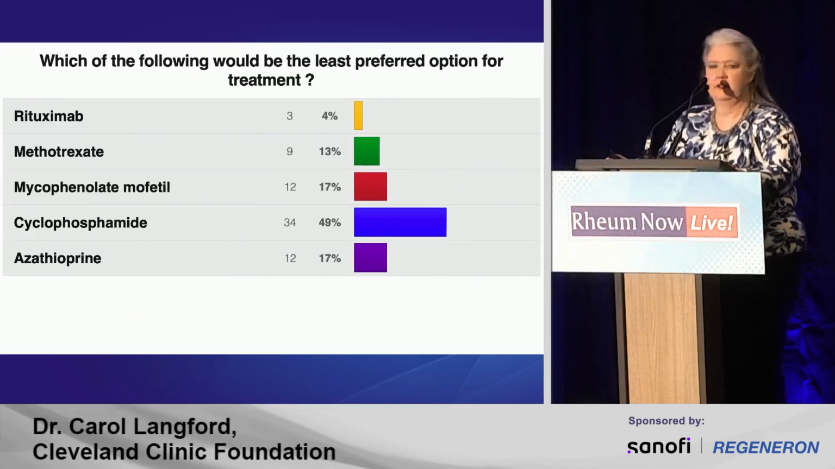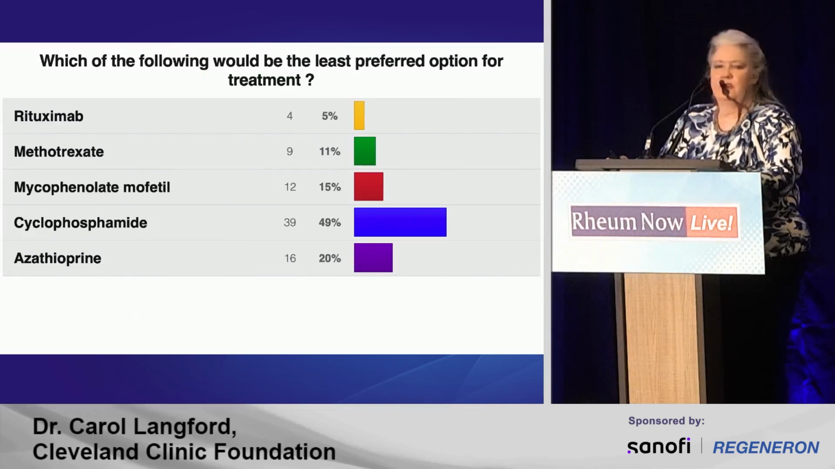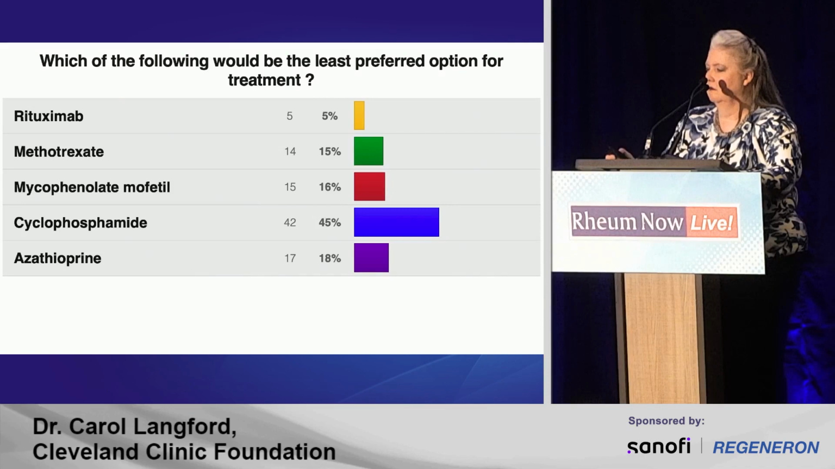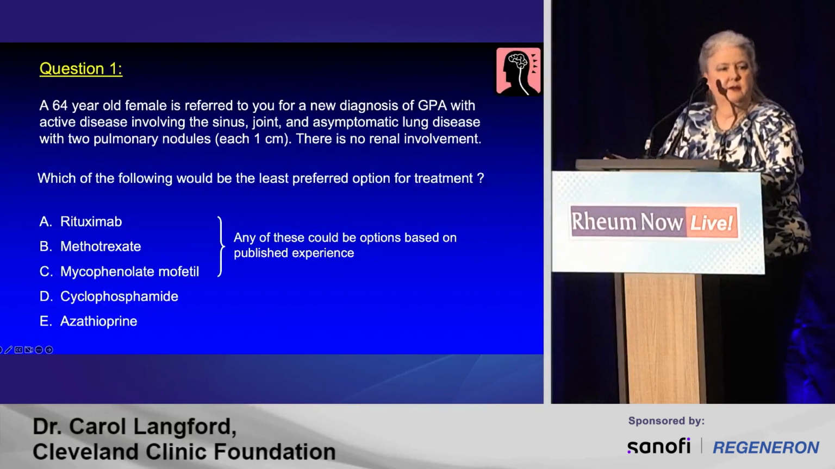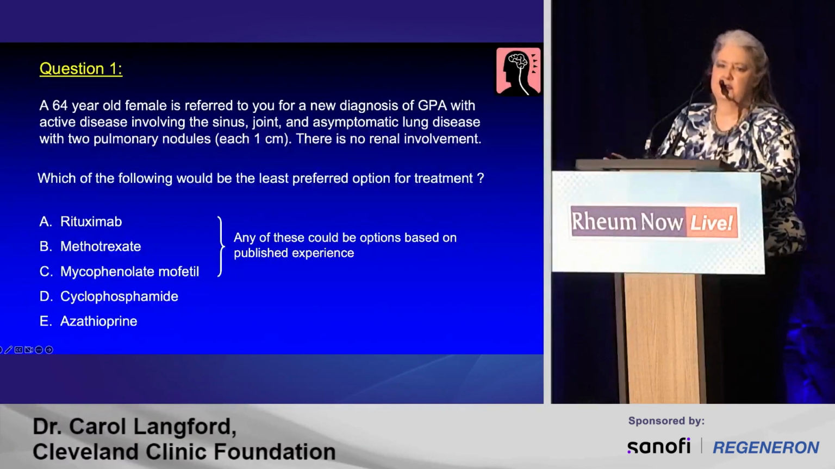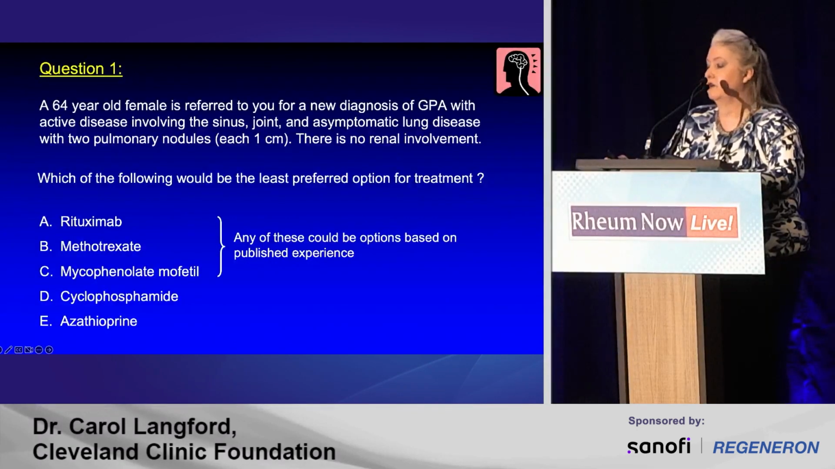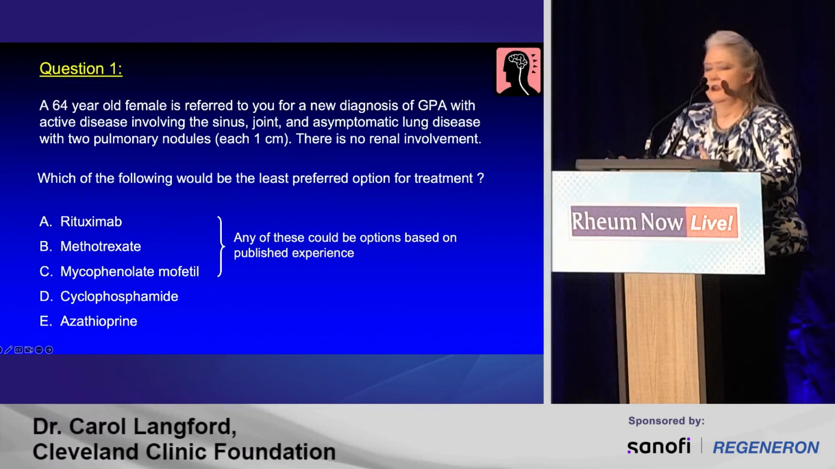So we're getting a bit of a spread, but probably the least favored choice here was cyclophosphamide. When you're faced with someone who has active GPA, the first things to consider are what organs are affected and how significantly. This is a patient who has non-severe active GPA. As you look at the options, rituximab, methotrexate, or mycophenolate mofetil could all be options based upon the published experience. So that leaves azathioprine and cyclophosphamide.